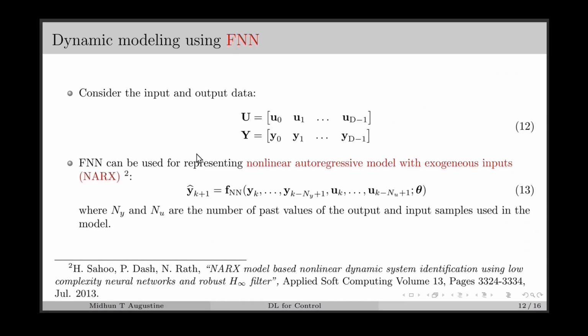Then a feedforward neural network can be trained as a nonlinear dynamic model, which is in the form of a nonlinear autoregressive model with exogenous input, also called the NARX model. This model can be represented as in equation 13. Here the neural network predicts the next value of the output, where it takes the current value and also the past ny values of the output, where ny is the number of past values which are considered, and also it takes the current and past values of the input. Here it's a dynamic model because we predict the next output using the current and past information.